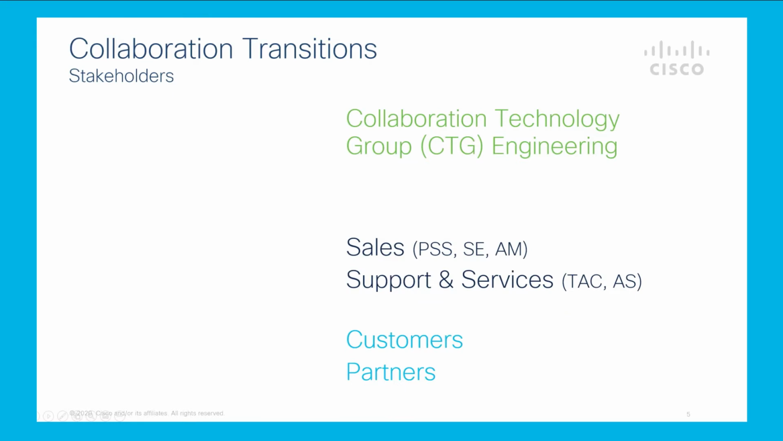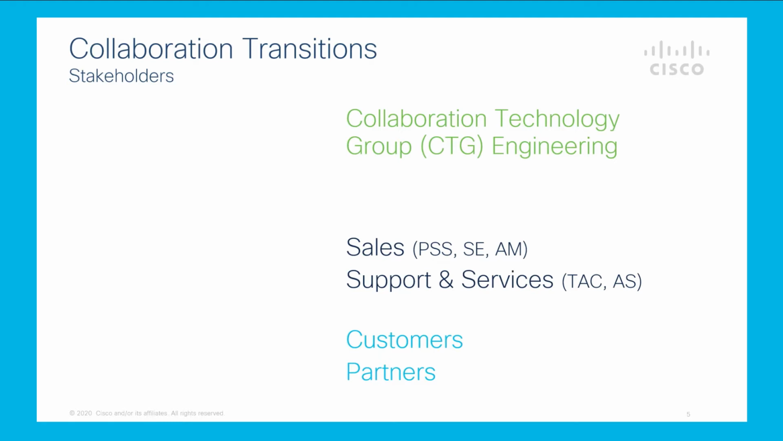What about the stakeholders for this program? As you can see, we have identified a number of stakeholders for the Collaboration Transitions Program. This includes the Collaboration Technology Group, or CTG, engineering and product teams, Cisco sales and support and services personnel, and of course, most importantly, our customers and partners.